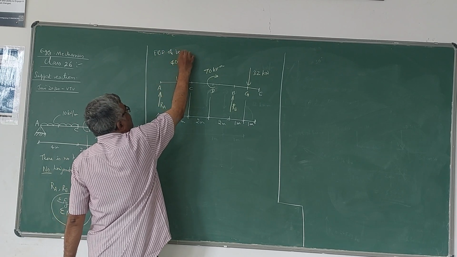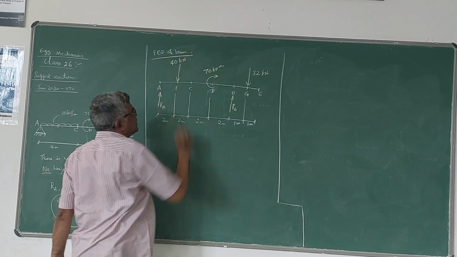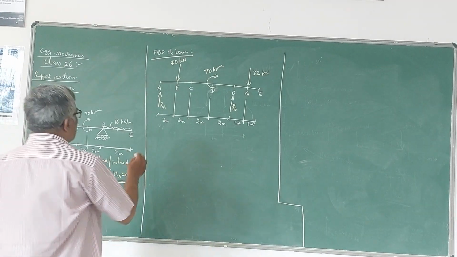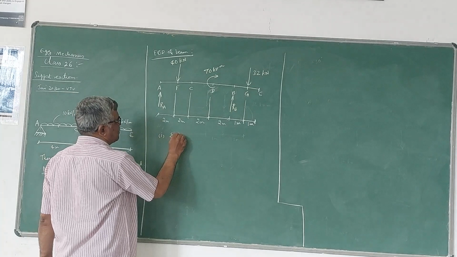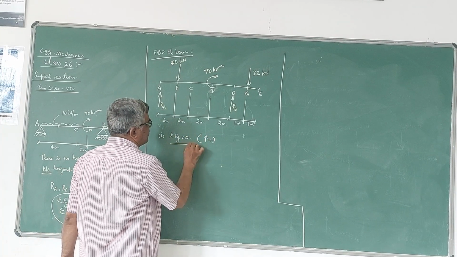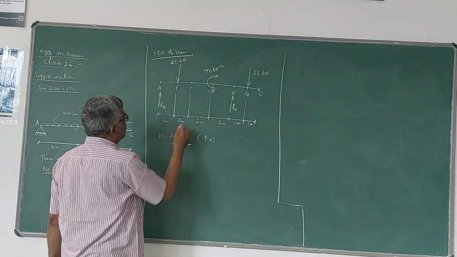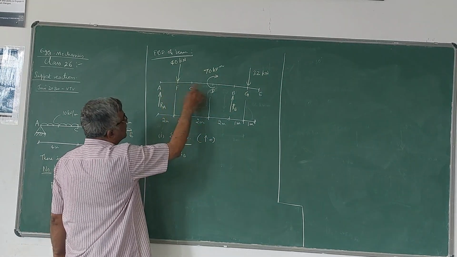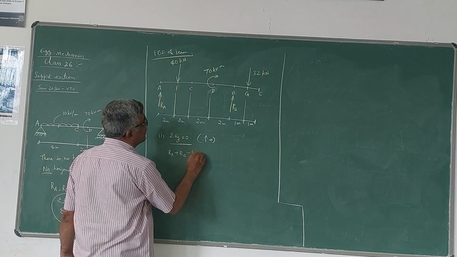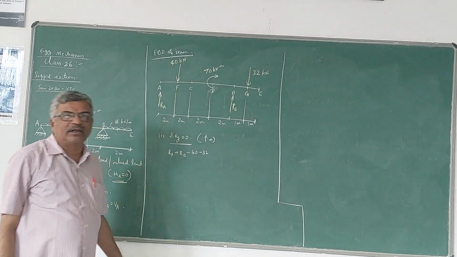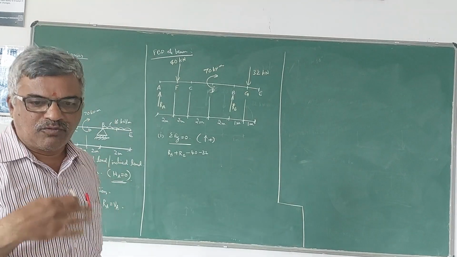Now we will use only two equilibrium equations because HA is 0. There is no need to use sigma Fx is equal to 0. Only two equations. The first one is sigma Fy is equal to 0. Upward positive, downward negative. So here upward forces are the reactions RA and RB, both are positive, others are negative. Minus 40, minus 32. So don't write the 70 kN when you are using the force equation.